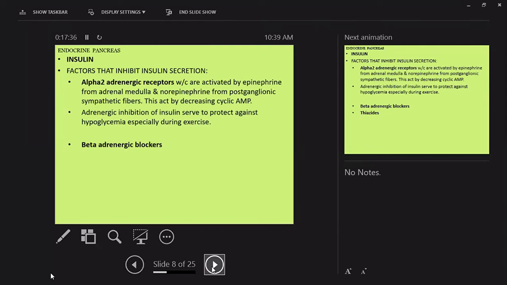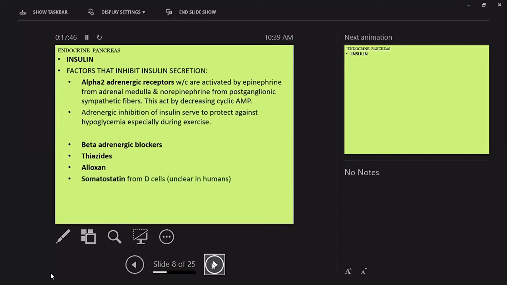Beta adrenergic blockers can also inhibit insulin secretion. Thiazides, alloxan, and somatostatin from the D cells.